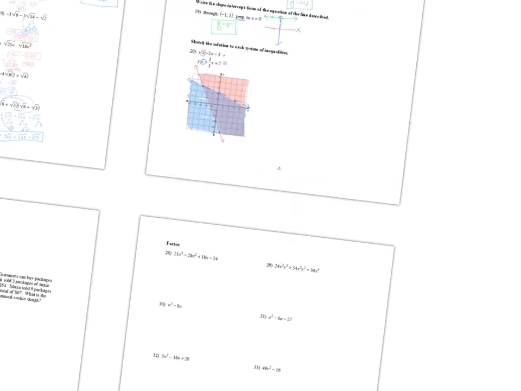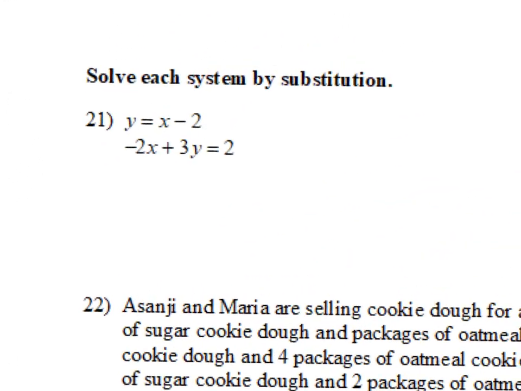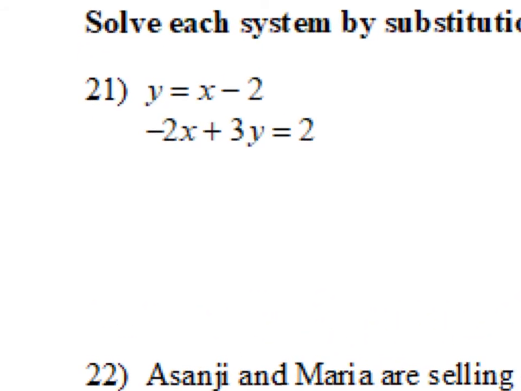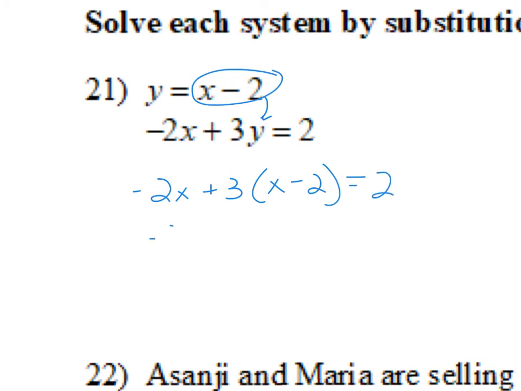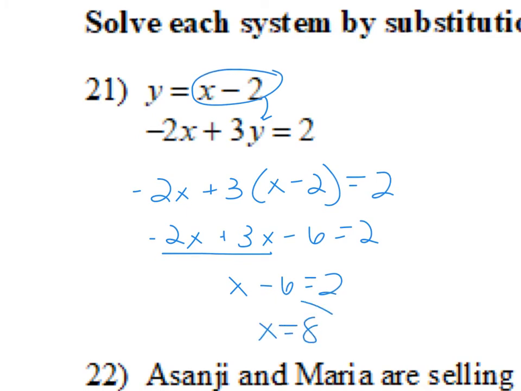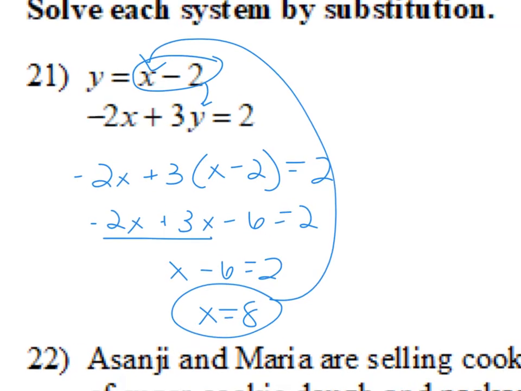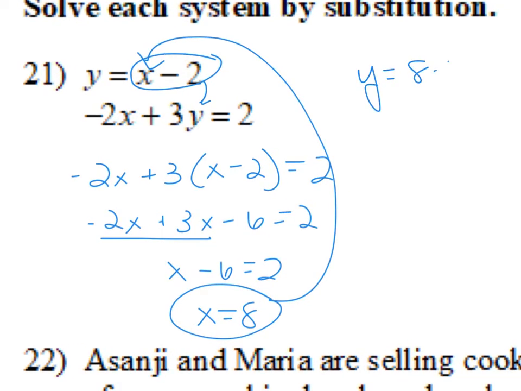All right, next problem, number 21, solve by substitution. So I'm just going to take this guy right here and plug it in for y equals. So I have negative 2x plus 3 times x minus 2 equals 2. So distribute, combine like terms. I put those together, get x, and then add the 6 over and get 8. Now to come up with the coordinate point, remember we've got to take this and plug it back in. So I've got y equals 8 minus 2, or y equals 6. So my coordinate point is going to be 8, 6.